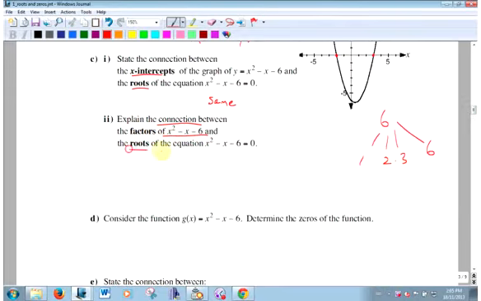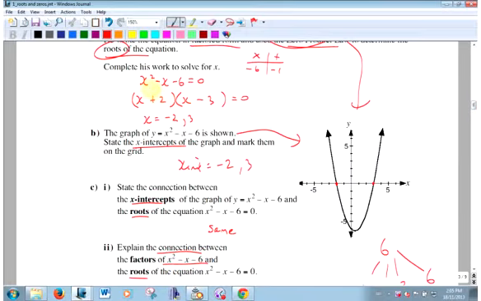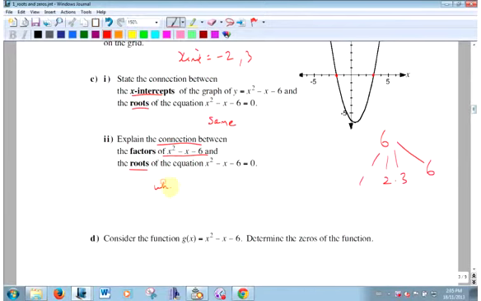What's the connection between the factors and the roots? Well, I already solved this. Where each factor is equal to 0, that tells you where the roots are, right? Okay, so let me word it: the values of x which make the factors 0 are the same as the roots.